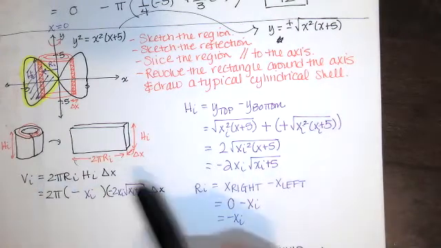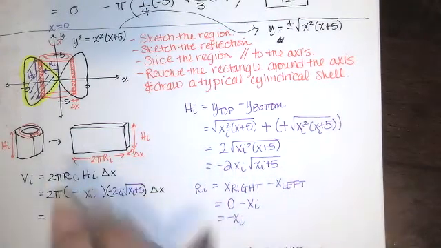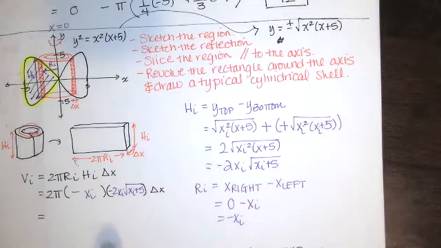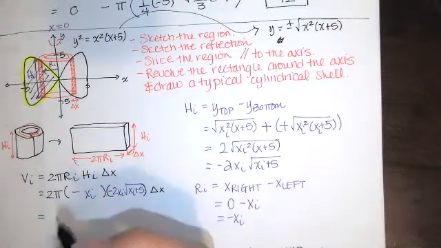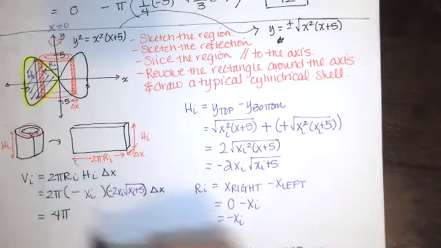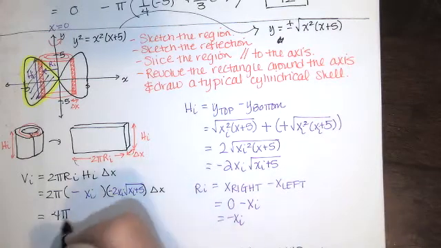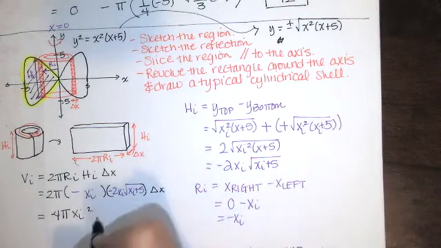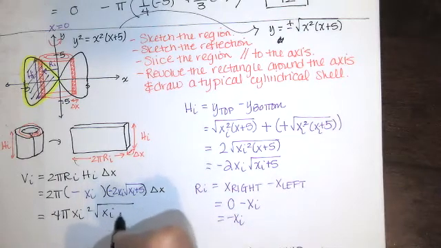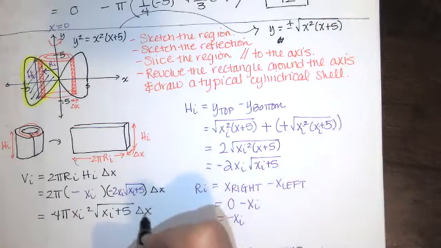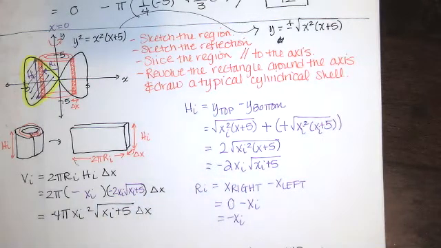Okay, and then you multiply all these guys together. That negative times that negative makes a positive. That 2 times that 2 makes that a 4 pi. So we've got 4 pi. And then we've got an x times an x is x squared times the square root of x plus 5 times delta x. And that's the volume of one of our cylindrical shells.